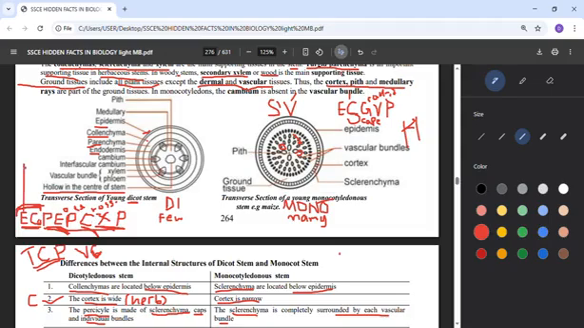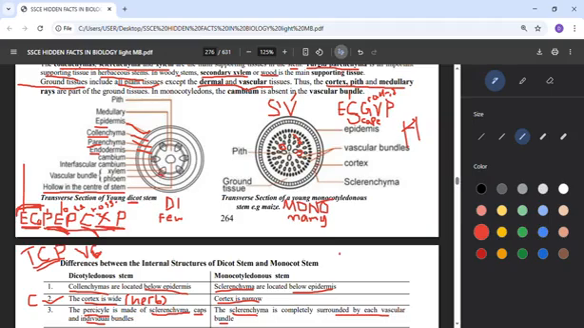The E represents epidermis, and that's why the first thing you see here is epidermis. The C is collenchyma, the second thing you see here. Then the P is parenchyma, the next layer. Then the E is endo, because we have entered inside, so endodermis. After the endodermis, we have XCP. X is xylem, C is cambium, P is phloem. So the next thing you see is phloem.